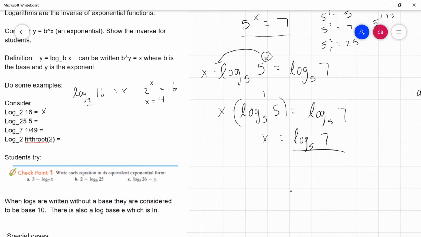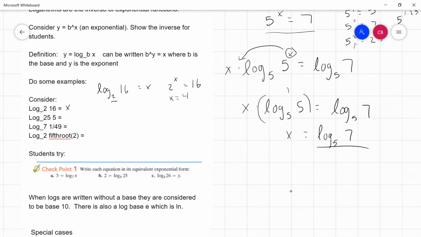Okay. If I do the next one, log base 25 of 5 is equal to x. Then I have 25 to the x is equal to 5. So 25 to what power is equal to 5? Well, we know that the square root of 25 is 5. So then x is equal to 1/2.